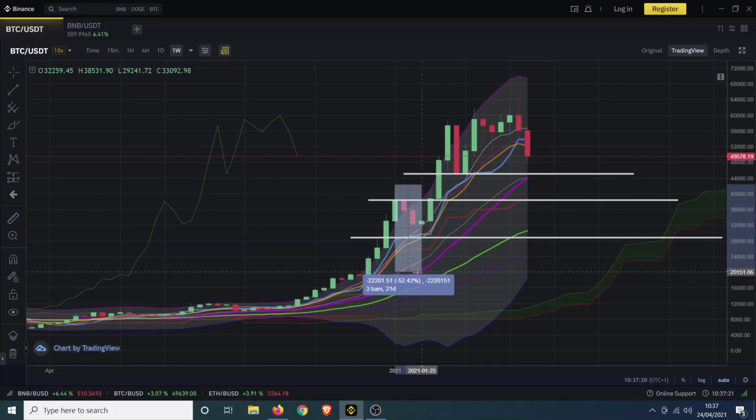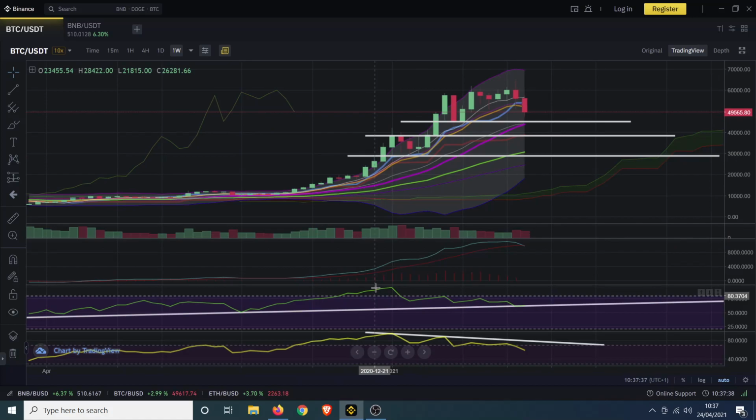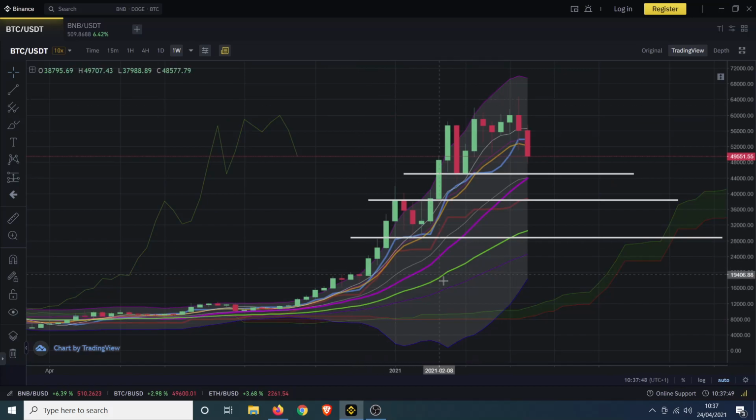It had signals and signs that we could have come down to the 20 weekly moving average, which would have been a 60% drop from there. Again, not completely out of character for Bitcoin to do something like that, but we didn't. There was a healthy rotation that took place and a reset of the money flow index. The RSI obviously had its first peak here and then continued with its bearish divergence, which it still has in play. But yeah, it could have been a lot worse.